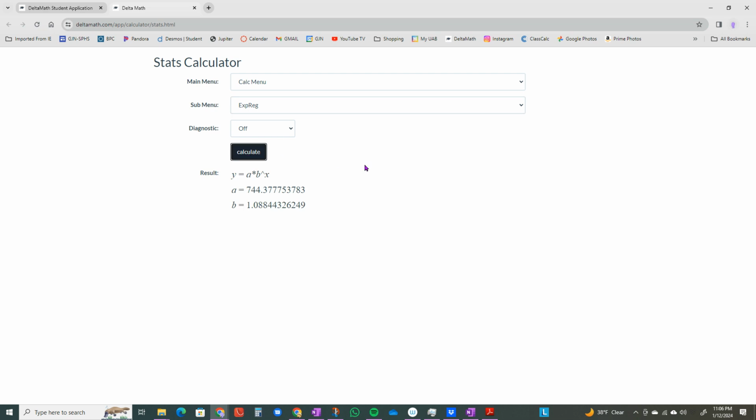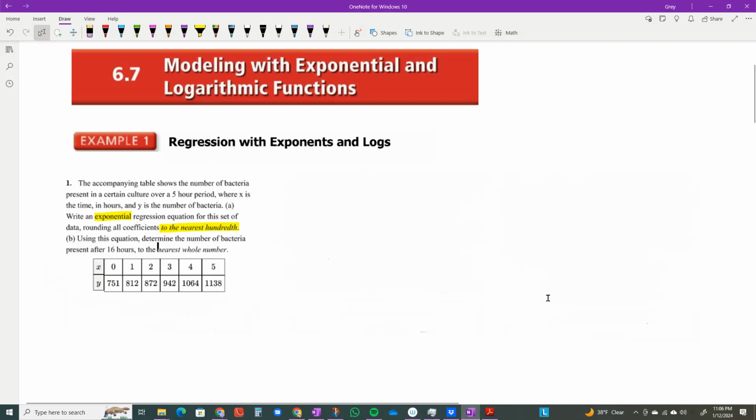It told us to round to the nearest hundredth. So we're going to have 744.38 and 1.09. So if I go back to that, hopefully I have my equation here to make life easy for us. All right. Using this equation, determine the number of bacteria after 16 hours rounded to the nearest whole number.